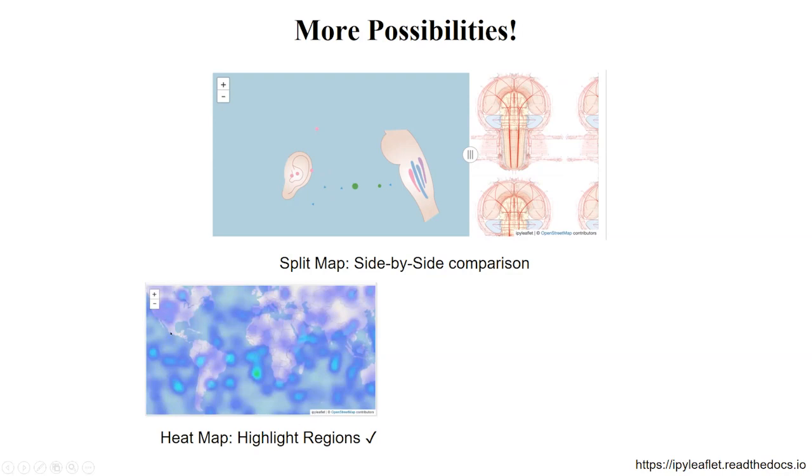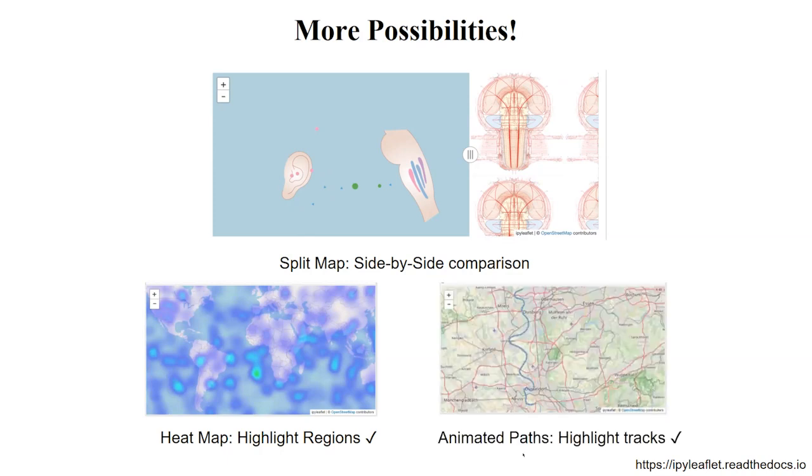You can add heat maps. This is a feature that has already been implemented a bit, but still needs some information in there. So this can allow you to highlight certain features inside the map. And you can also add animated pathways, which can allow you to highlight certain tracks.